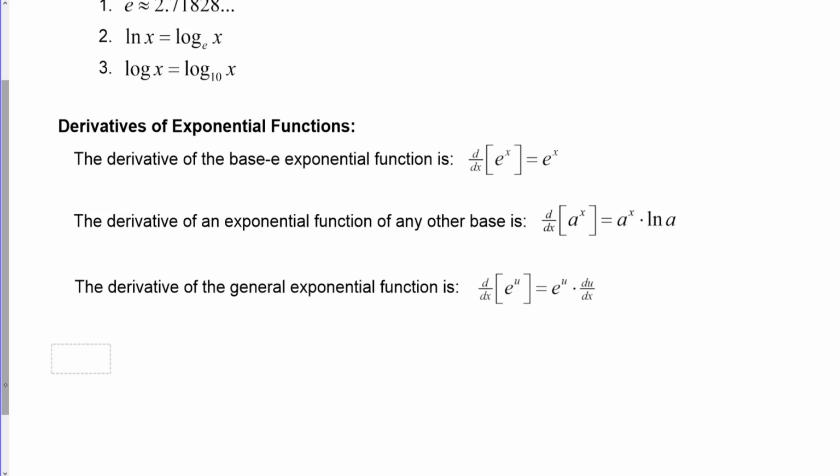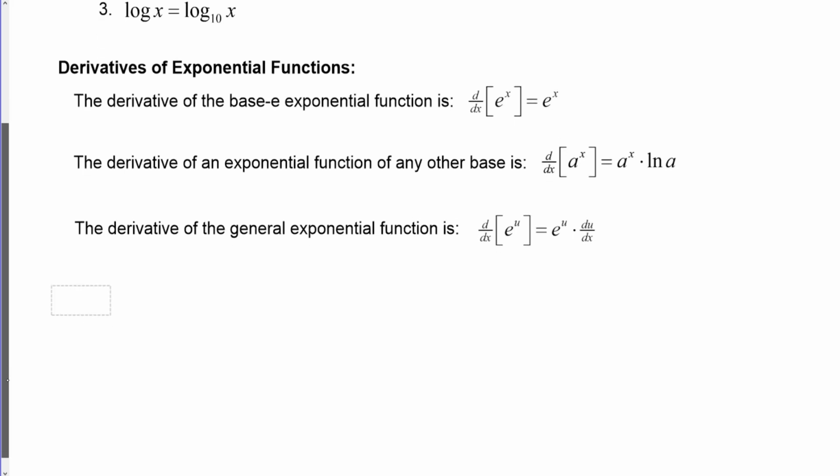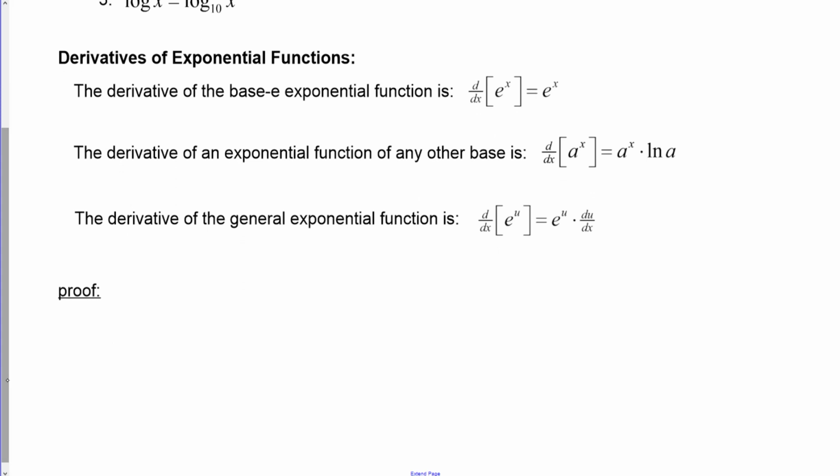And the derivative of the general exponential function, d dx of e to the u, where it's assumed u is a function of x, is e to the u times du dx. So that's just using the chain rule. So let's prove these and see where the results come from. And I believe I will begin with the proof of the derivative with respect to x of the function e to the x.